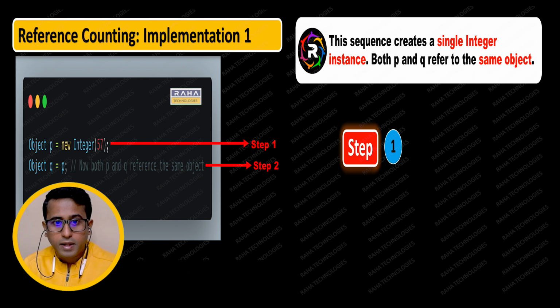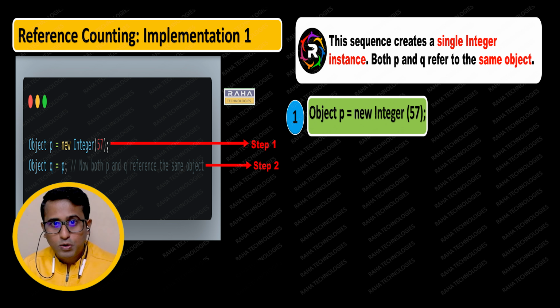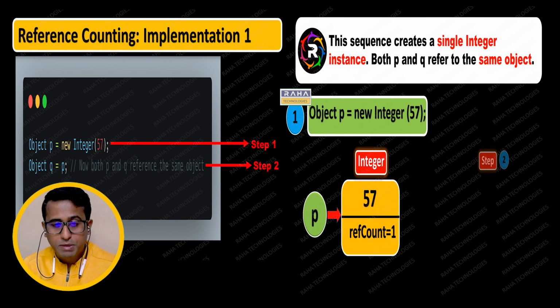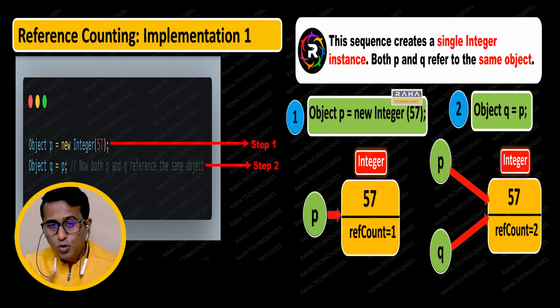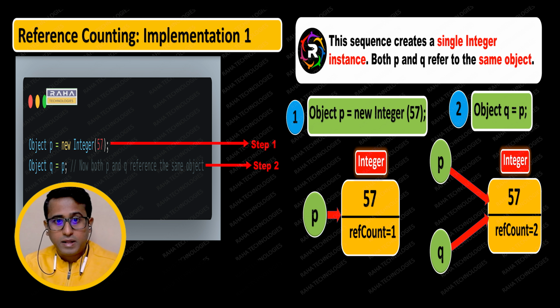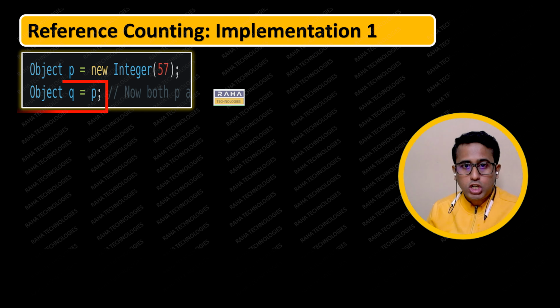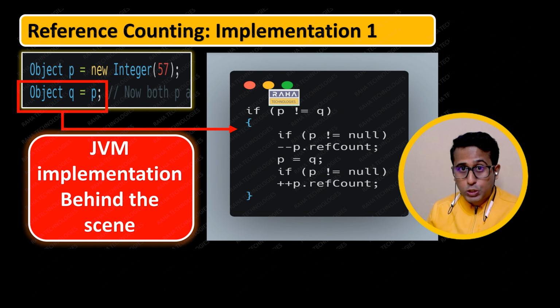In this example in Java, object P equals new Integer(57), and object Q will have the reference of object P. Now both P and Q reference the same object. In this example, each object keeps track of how many references point to it. The JVM implementation of reference count for this code snippet gives you a complete idea of how the reference count increases and decreases behind the scenes.